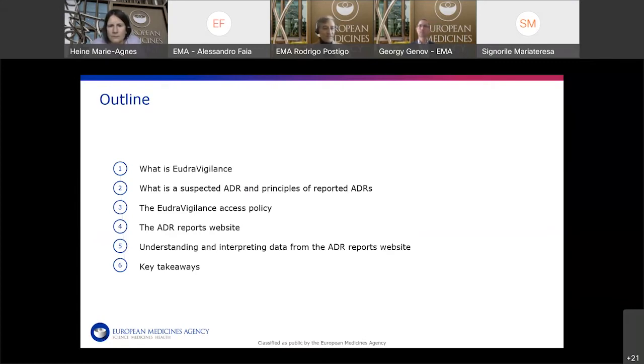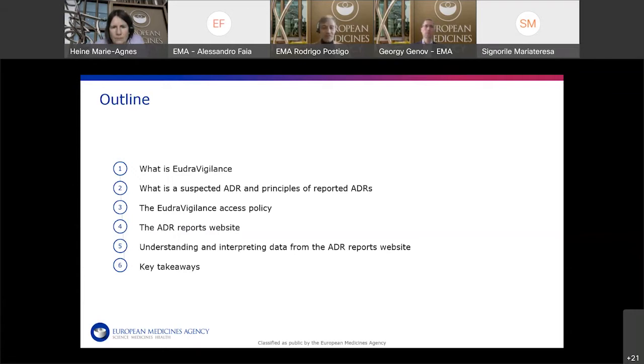So this is the outline of my presentation. I will first explain what EudraVigilance is, what a suspected ADR is, and the principles for reported ADRs. Then I will cover the EudraVigilance access policy, which is an important document for us, and then I will move to the ADR reports website, and I'll show you how we should understand and interpret the data from the website, and then some take-home messages.